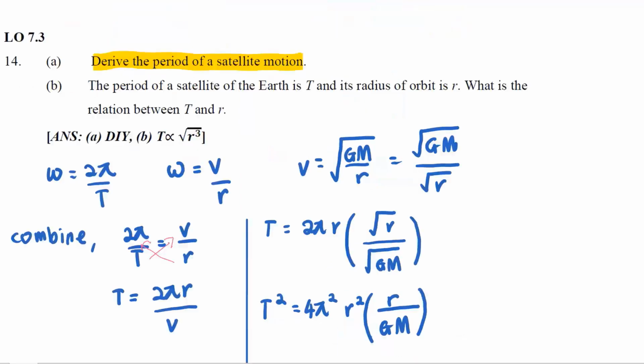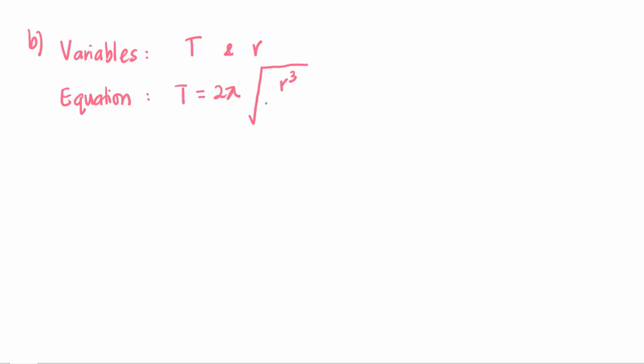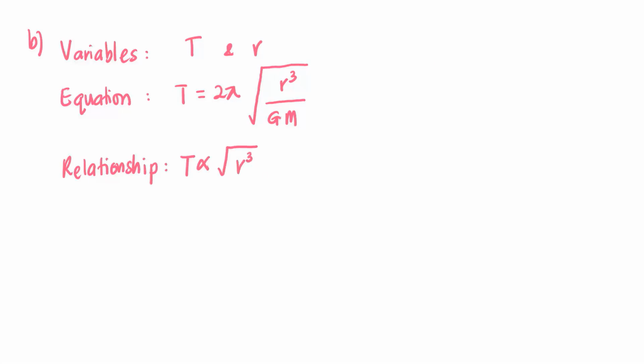Let's go to question 14b. The period of the satellite of the Earth is T, and its radius of the orbit is r. What is the relationship between the r and the T? So here, we have to identify the variables. We have T, which is the period, and r, which is the height. So the equation is T equals 2 pi square root of r cubed over GM. So what's the relationship? They are directly proportional. T is directly proportional to square root of r cubed.